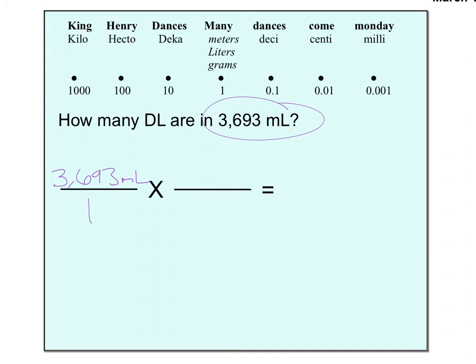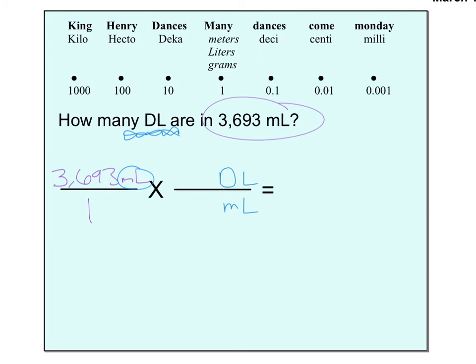That's step 1. Step 2, take whatever unit you have up here and put it on the bottom, because if something's on the top and something's on the bottom, they cancel out. That's step 2. Step 3, take what you're looking for, which in this case is deciliters, and put that on the top. So now my milliliters cancel out, and then I convert to deciliters.